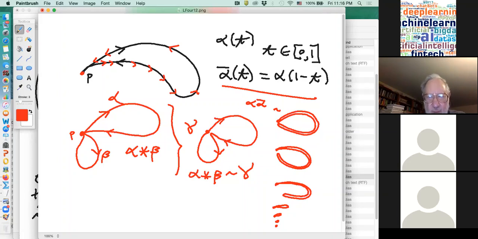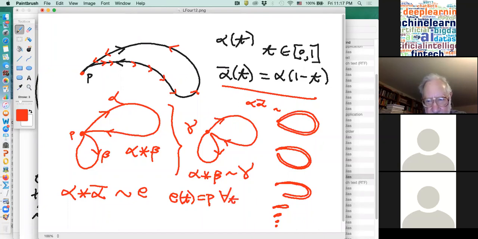So what I get is that alpha star alpha bar is equivalent to what I'll call E. And E of t is equal to the base point for all t. Okay? So that's going to be my identity. You'll see that it is an identity. Times alpha bar is equivalent to the identity element. And that's going to turn into its inverse. That's the inverse. Now, how do we say this in terms of homotopies?